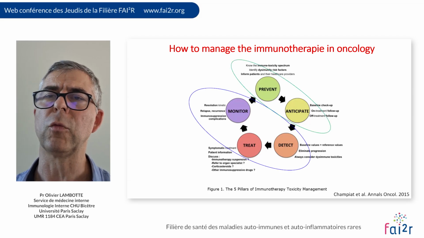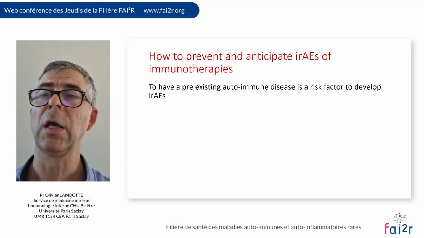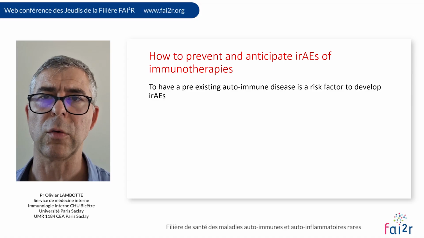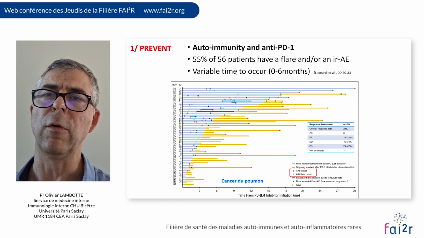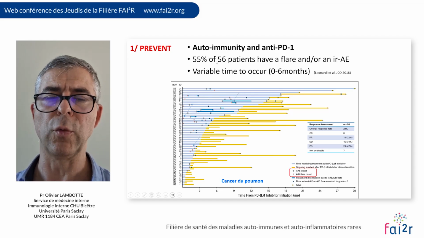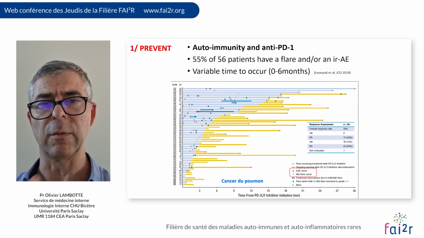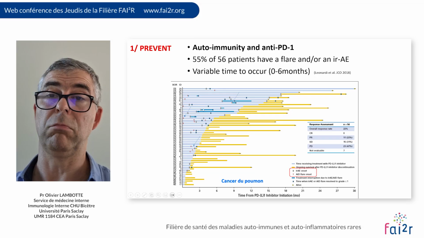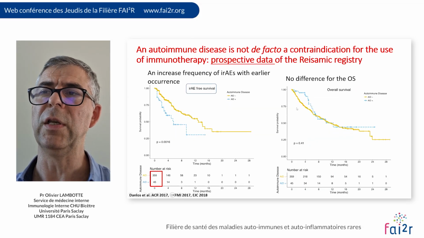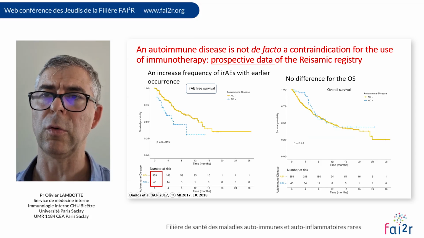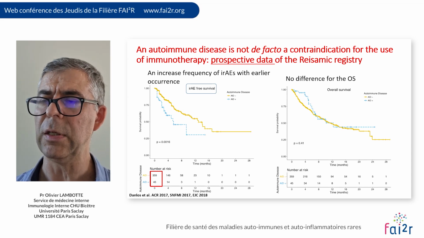If we speak about the prevention or anticipation of IRAs, clearly having an autoimmune disease is a risk factor to develop an IRA, so this is important. This picture shows you that in this trial, nearly 50% of the patients with an autoimmune disease will have a flare and/or an IRA, so a flare of their own disease or something else. It depends, there are no rules. But the important point is that we didn't see any difference for the overall survival. So having an autoimmune disease, having flares, is not associated with higher morbidity and mortality.